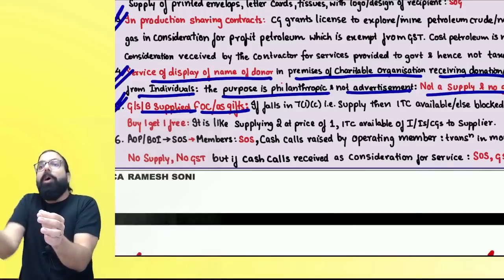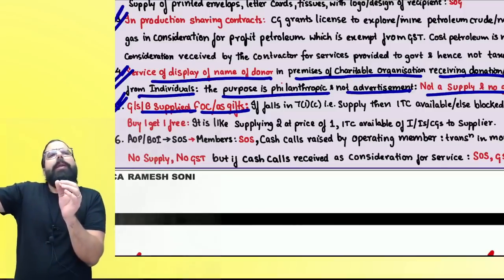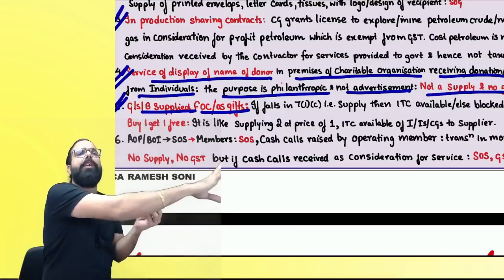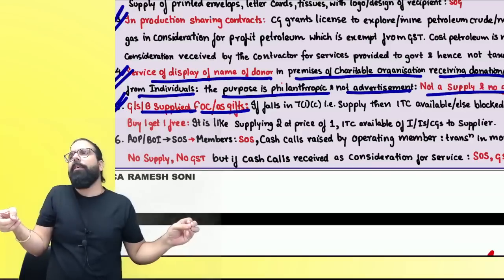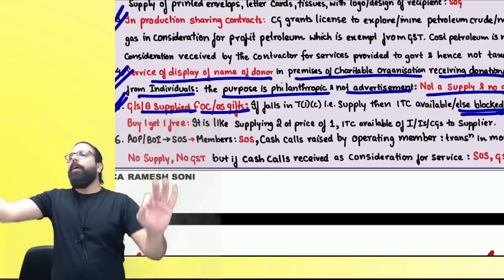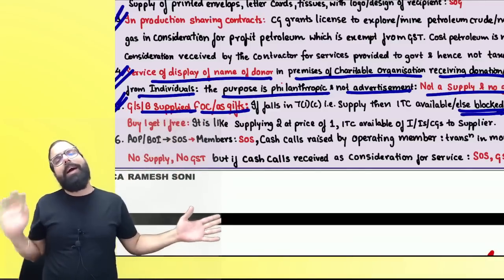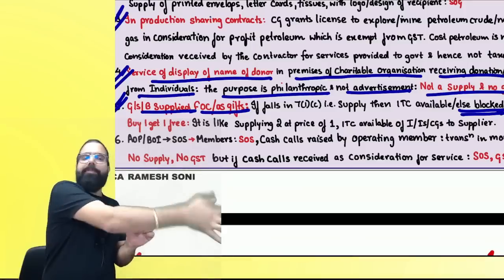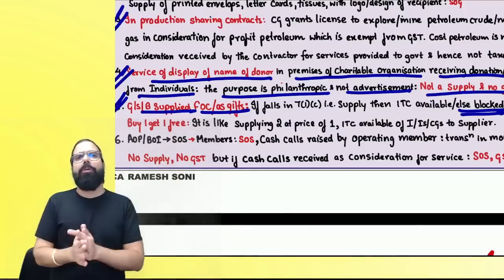Now, I went ahead and bought thermometers. Okay. I went ahead and bought clothes. Clothes I made shirt. Shirt I gave free for charity. Is it supply? If it is not supply, ITC will be. No. That's all. Always remember, I bought thermometer. Took ITC, gave thermometers for free. Supply, ITC will be allowed. I bought clothes, made shirt, gave shirt free. It is not supply. Under 17(5)(h), ITC will be reversed, everyone.